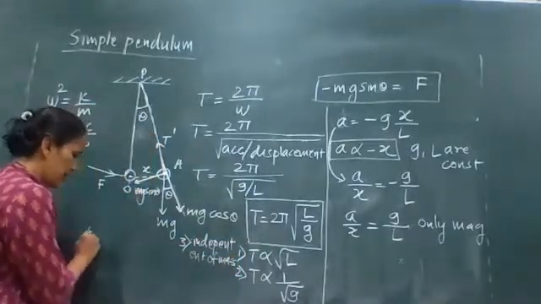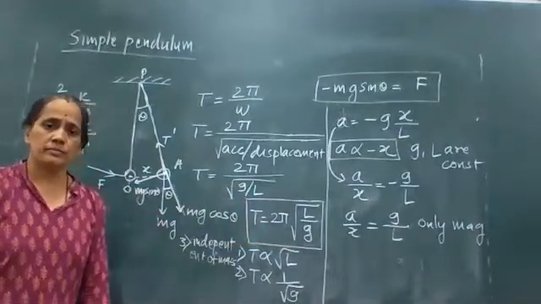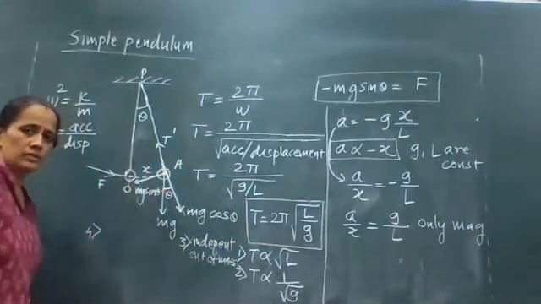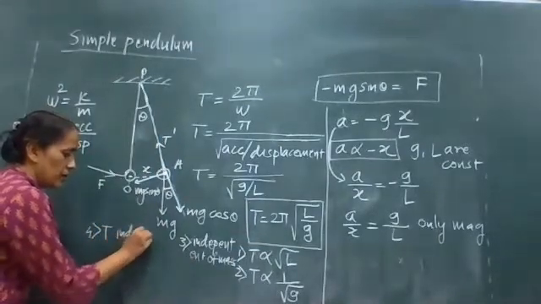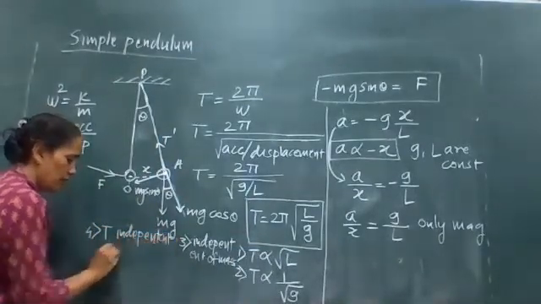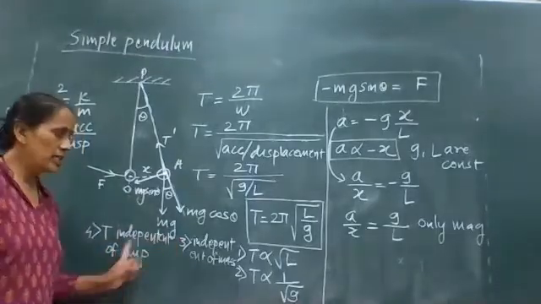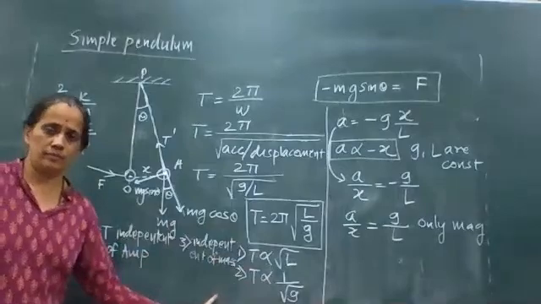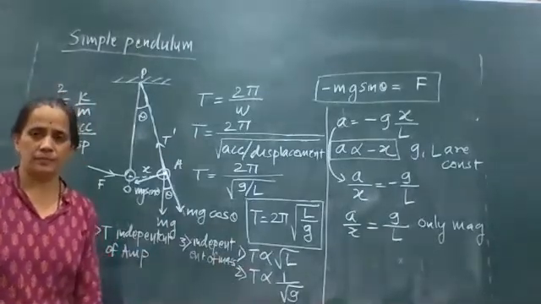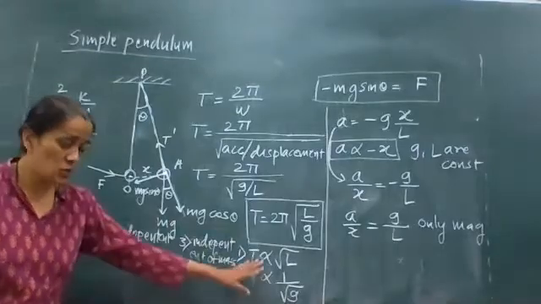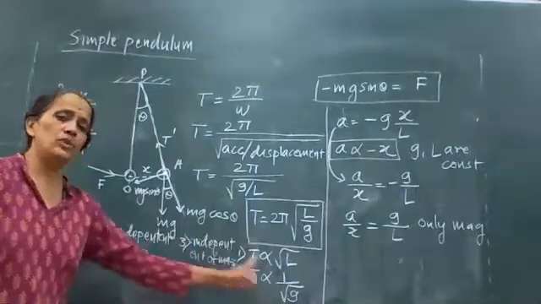And the fourth conclusion: this period also doesn't contain the amplitude of the oscillation. So T is independent of the amplitude of the oscillation. So these are the four conclusions we can draw, and these are called the laws of simple pendulum. And there are many numerical, MCQ and very short answer questions related to these four conclusions.